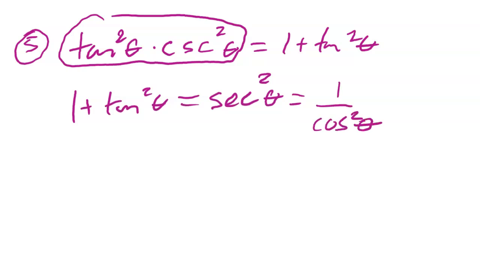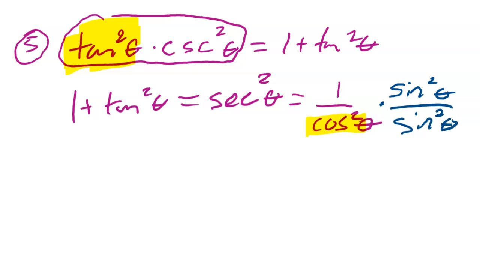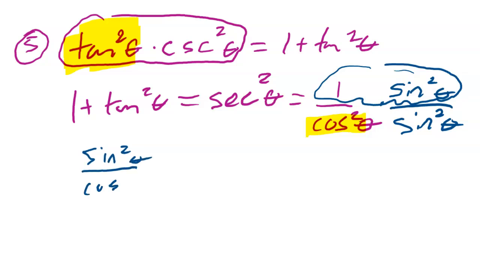And again, the thing about verifying or proving identities is we know where we want to end up. So I want a tangent squared, and I have a cosine squared. If I multiply the top and the bottom by sine squared, I will produce a tangent squared. So, by the commutative property of multiplication, I can change that order and say this is sine squared theta over cosine squared theta times 1 over sine squared theta.